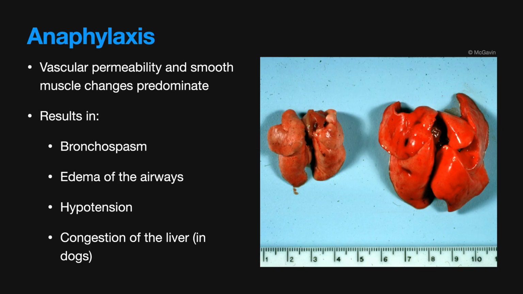One of the main disorders associated with type 1 hypersensitivity is anaphylaxis. In this condition, the vascular permeability and smooth muscle changes are the primary effectors of the anaphylactic reaction. In this condition, you end up seeing bronchospasm, edema of the airways, hypotension, and congestion of the liver due to these vascular changes.